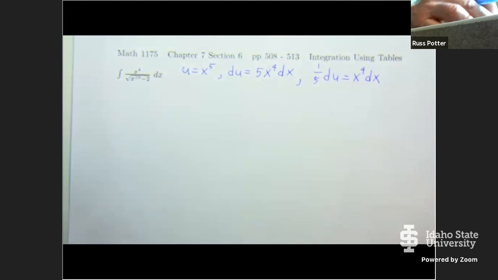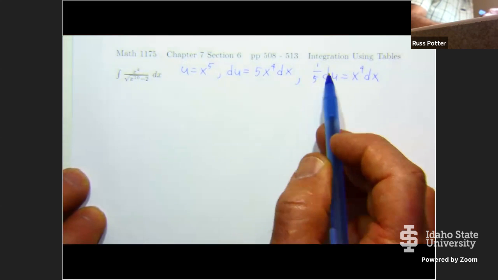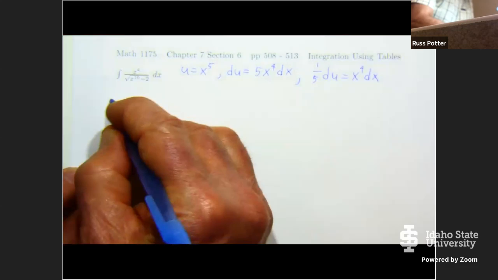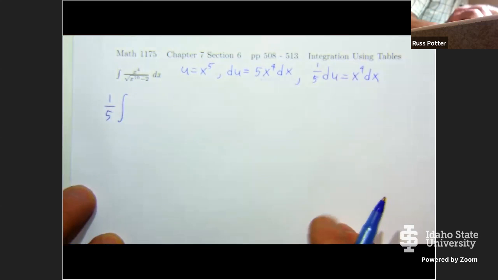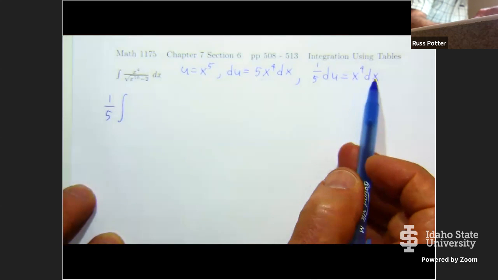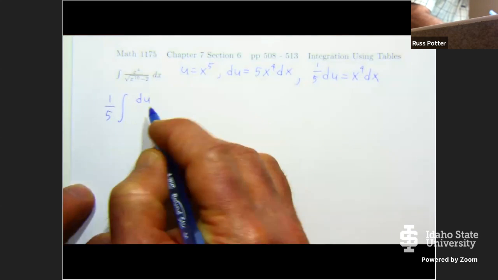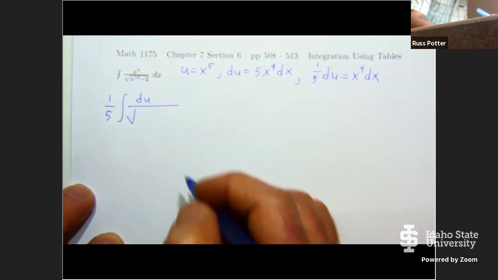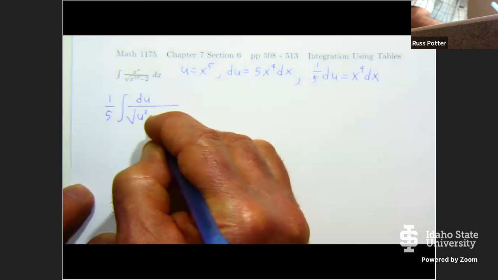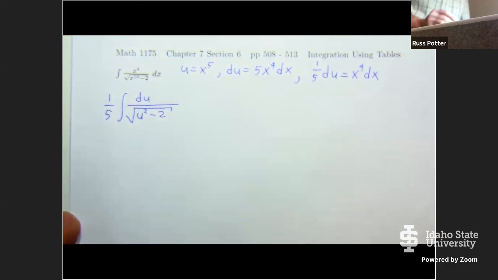And now we can substitute. So we have this factor of 1/5. I'll put that out front. So 1/5 times the indefinite integral, and then replace x to the 4th dx. Well, we have the 1/5. And let's just put du in the numerator. And then in the denominator, we have the square root of u to the 2nd minus 2. And then we'll consult the table of integrals.